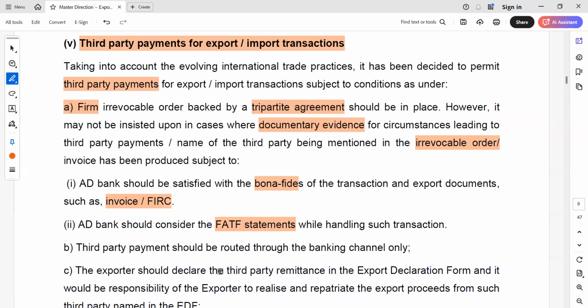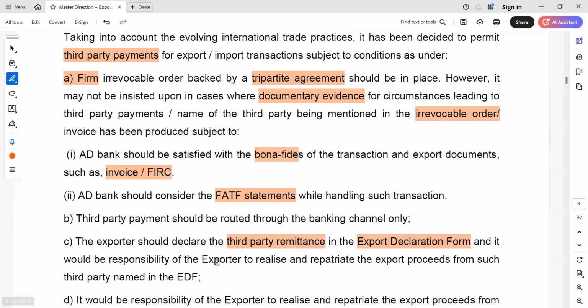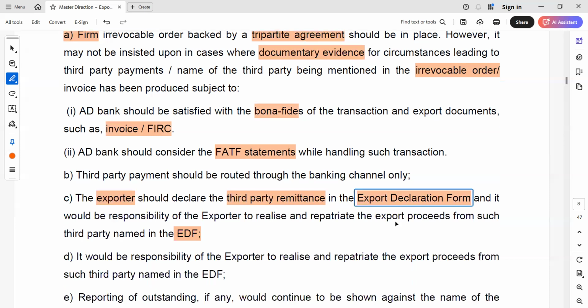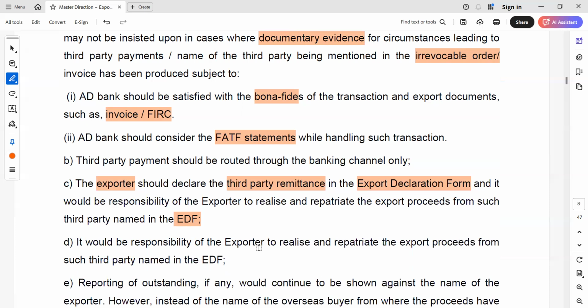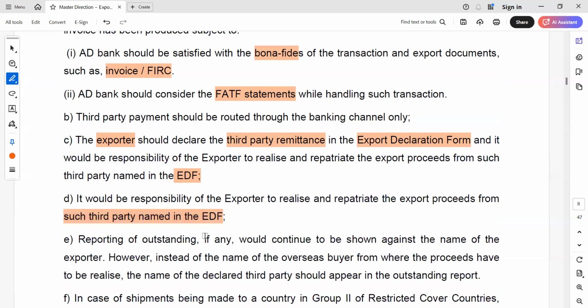The exporter should declare third party remittance in export declaration form and it would be responsibility of the exporter to realize and repatriate the export proceeds from such third party named in the ADF. तो फ्रेंड्स वो एक्सपोर्टर की जो है वो जिम्मेदारी है कि उसे पेमेंट उस थर्ड पार्टी पर्सन से कलेक्ट करना है. It would be responsibility of the exporter to realize and repatriate the export proceeds from such third party. Okay, same point.